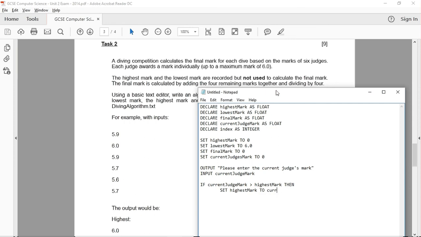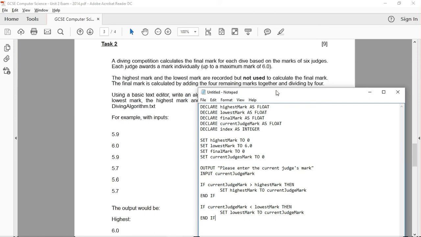Okay, the next one is to check the current judge's mark against the lowest mark. If current judge mark less than lowest mark, then set lowest mark to the current judge mark. So now that will work to identify the highest overall mark and the lowest overall mark.